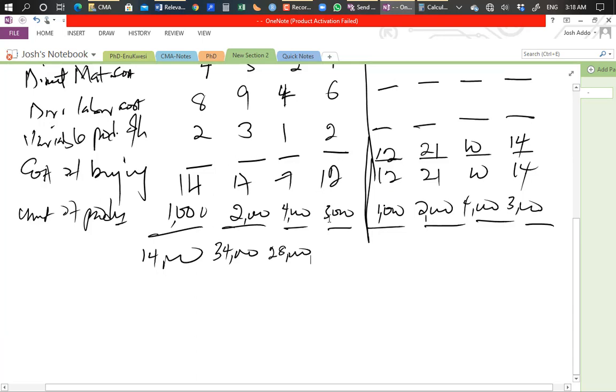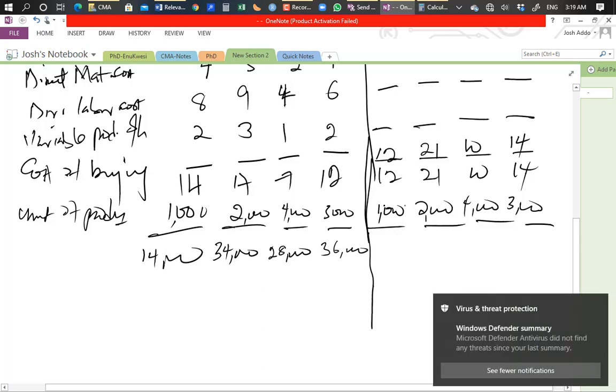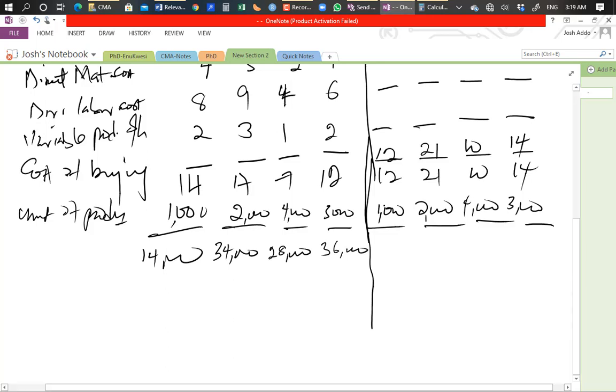12 times 3,000. That will give us 36,000. So this is the total variable cost of making. Now let's do total variable cost of buying. 12 times 1,000. This will give us 12,000.